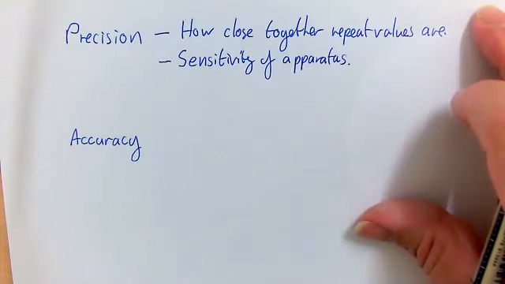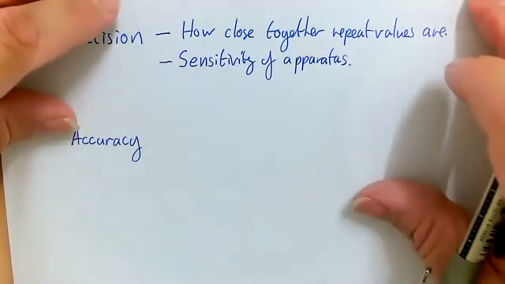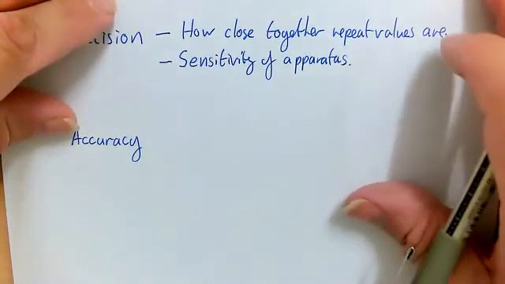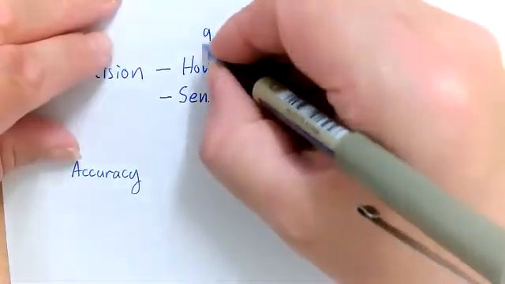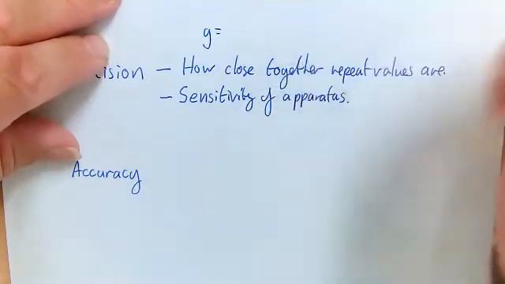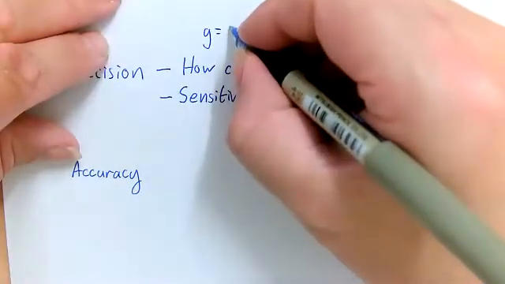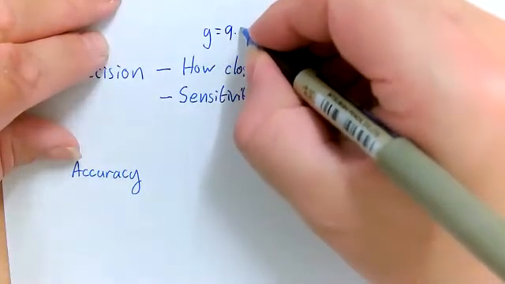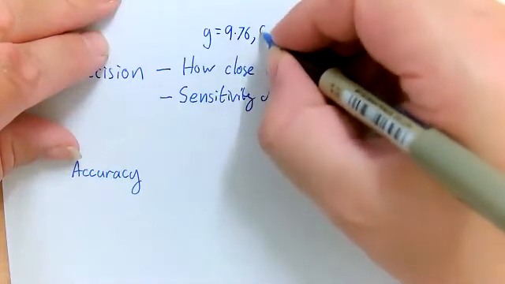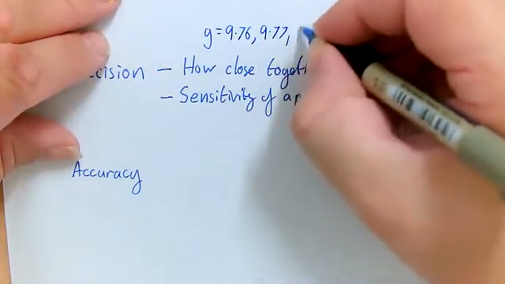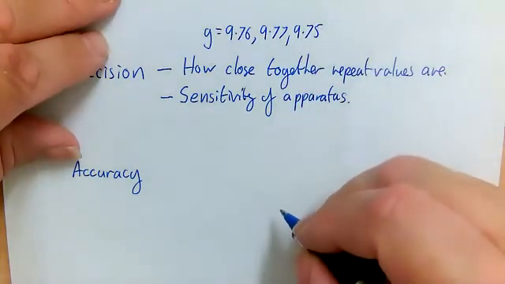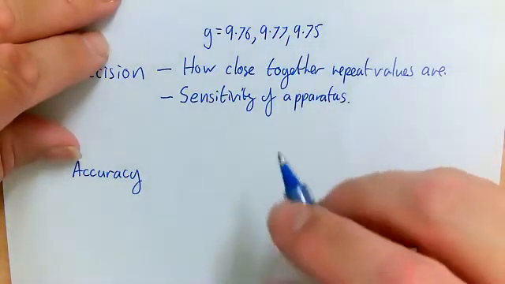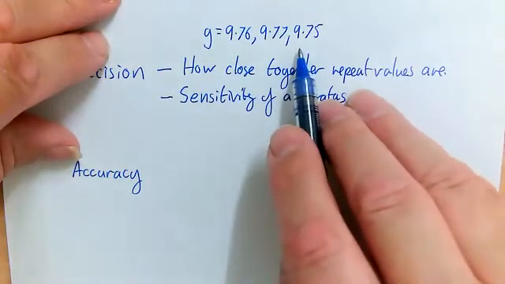Okay, so for example, we looked before about how close together the values are. So if we had three values of the acceleration due to gravity, which should be 9.81, if I had, say, 9.76, 9.77, and 9.75, those three values would be precise because they're very close to each other. Okay?